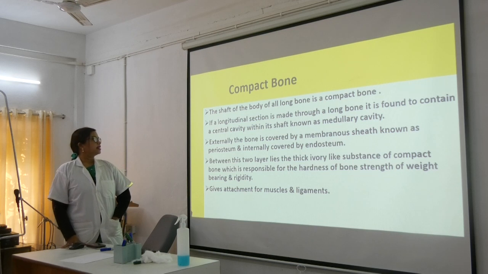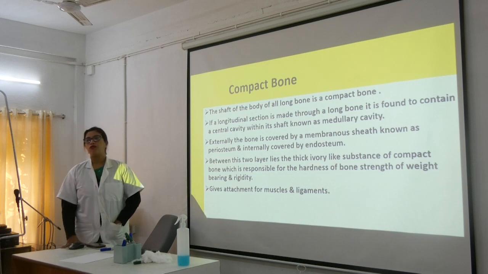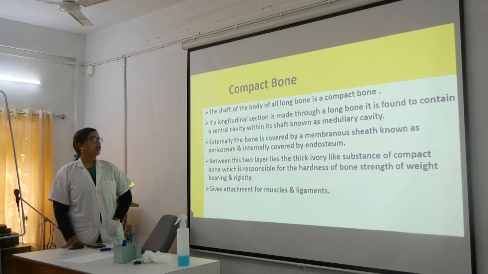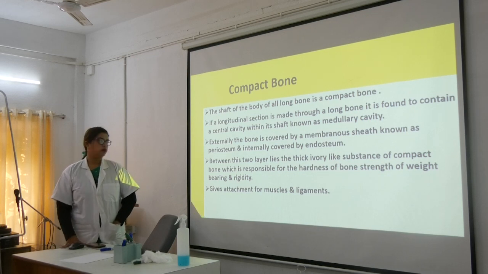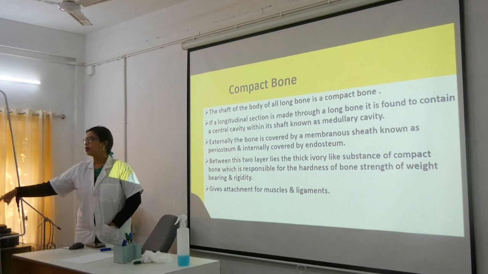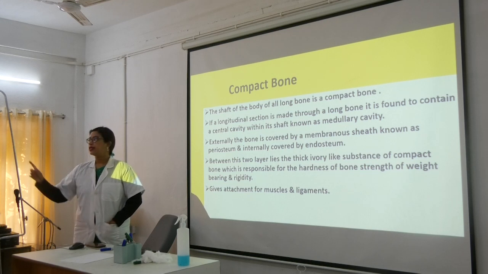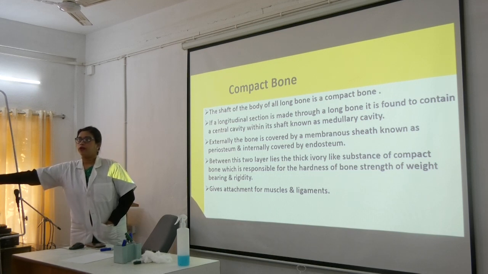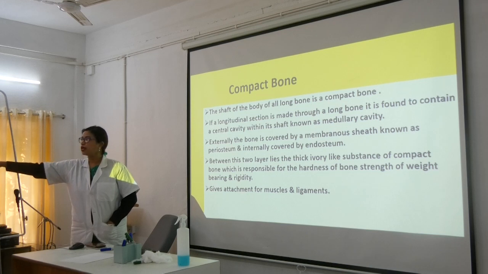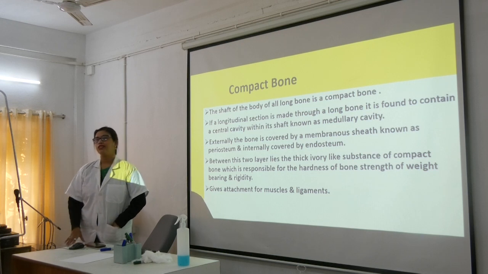Externally the bone is covered by a membranous sheath, that is known as periosteum, and internally it is covered by endosteum. Between these two layers lies a thick ivory-like substance, that is the compact bone. It gives attachment to muscle and ligament. Remember, for a muscle to act, it has to cross a joint. So the origin would be somewhere, the insertion somewhere, and it would cross the particular joint. Suppose the shoulder joint: it would take origin from either the clavicle or scapula, and it would be inserted on the humerus. This is the normal rule the muscle follows.